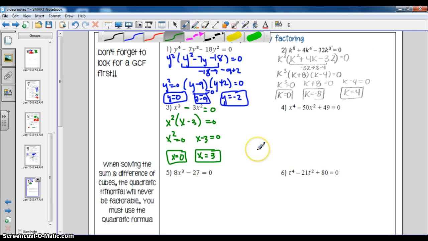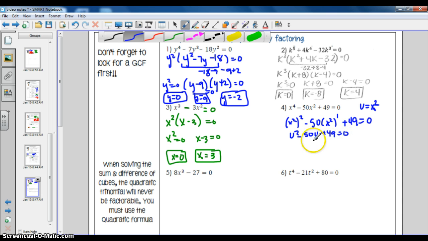All right, so on the next one, we're going to use the u method of factoring. So we have where we can set our parentheses squared minus our b, and then to the first, plus our c. What would go in here would be x squared and x squared. So our u is going to be equal to x squared. So u squared minus 50u plus 49 equals 0. So now we can go ahead and factor it.